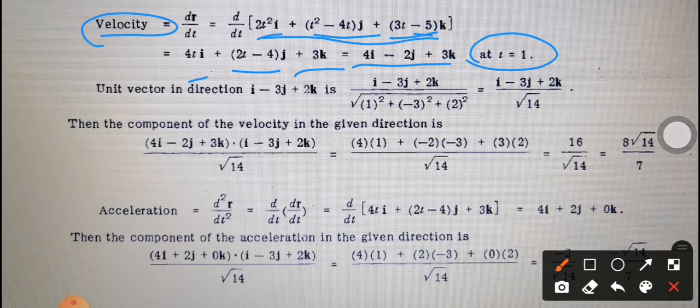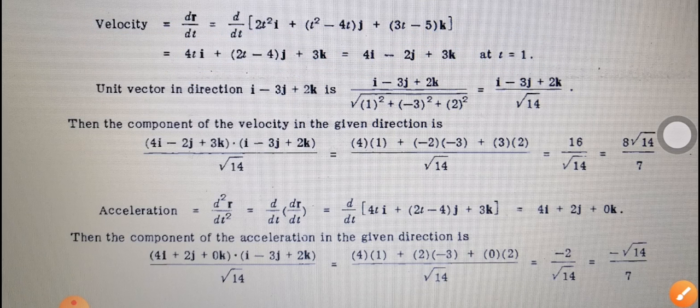We have to find out the velocity at time t is equal to 1, so putting t is equal to 1 in this function, we will get 4 i cap minus 2 j cap plus 3 k cap. Now we have to find out the component of the velocity in the direction of the given vector.